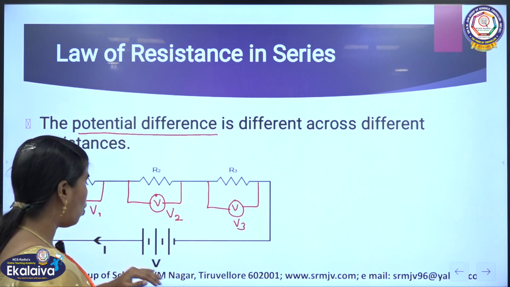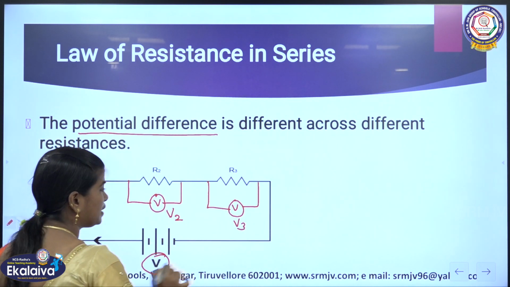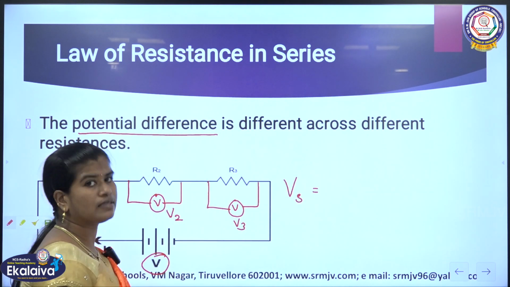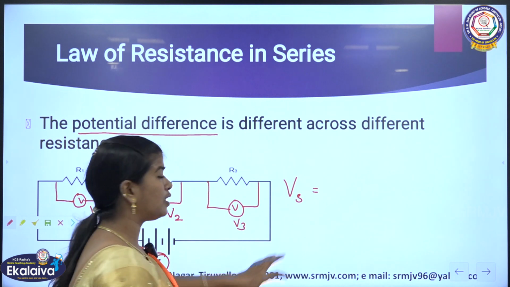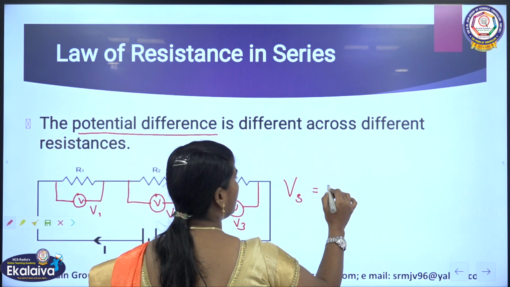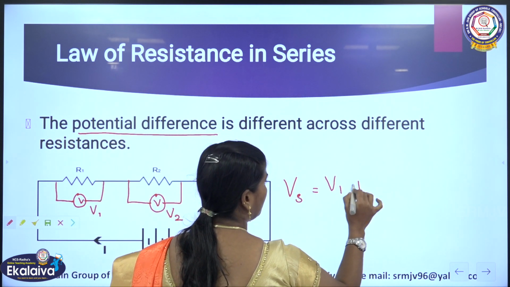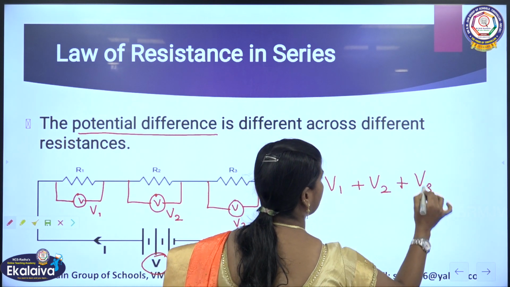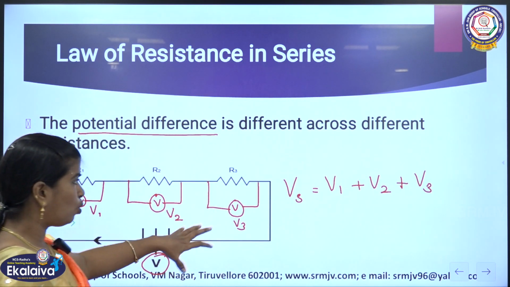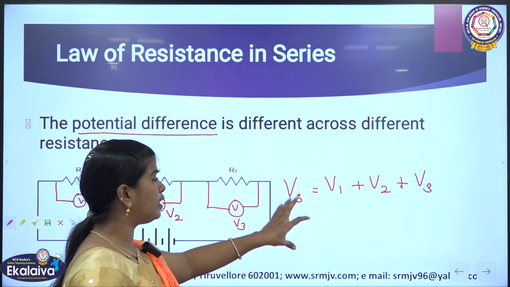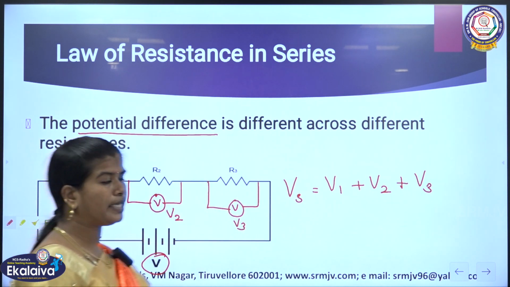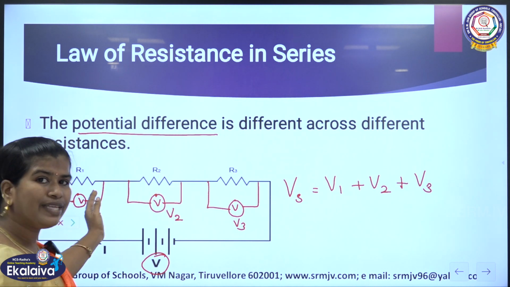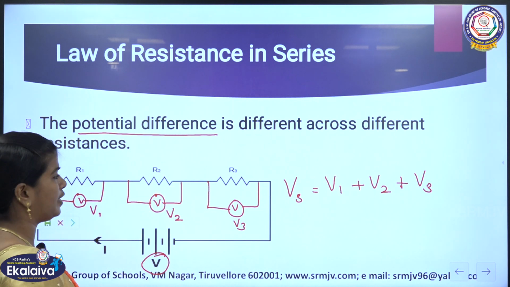So, this one will be represented as Vs, S stands for series. So, voltage in case of series will be equal to V1 + V2 + V3. So, the total voltage will be equal to the sum of the individual voltages. The voltage across each resistor will differ according to its resistance.